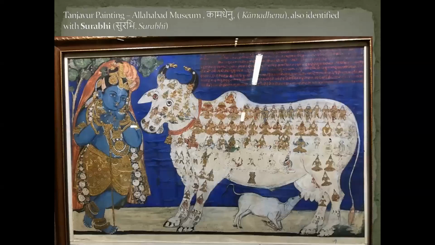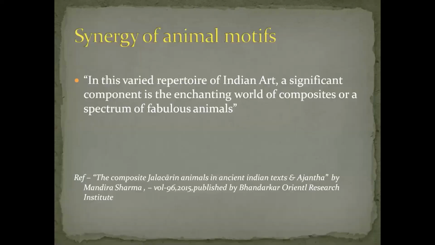We also see some of the Tanjavur paintings where Gomata or Kamadhenu or Surabhi is worshipped, and on Surabhi you see all the gods depicted. Once you worship Gomata, it is like a synonym that you worship all the gods. So the synergy of animal motifs can be studied in these varied repositories of Indian art forms. A significant component in the enchanting world of composites is the spectrum of fabulous animals. Here, let us see how these composite animals depict the very nucleus of the Hindu religion.